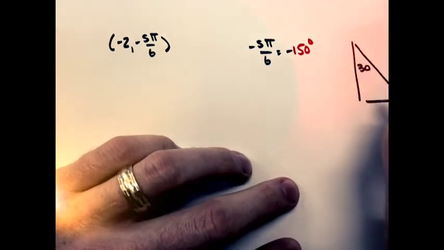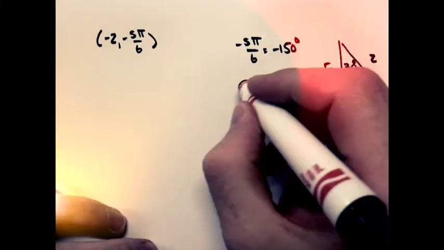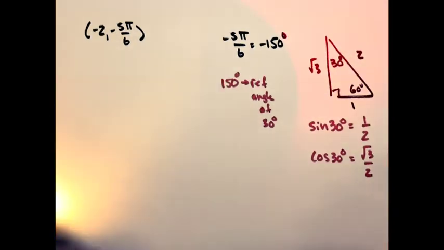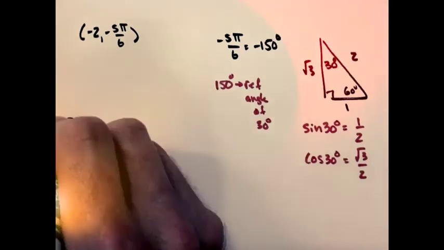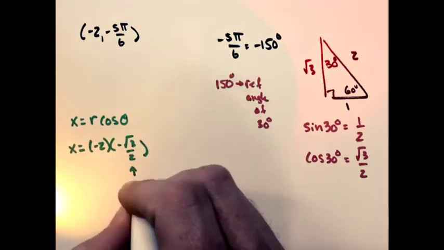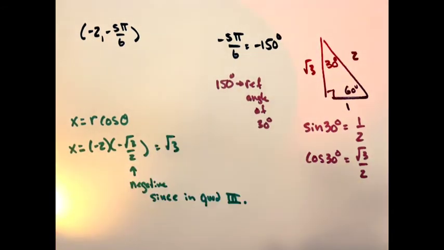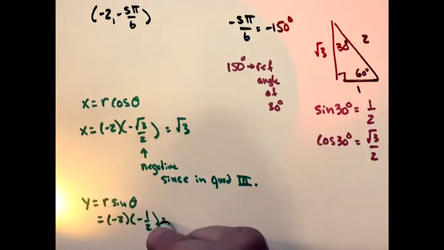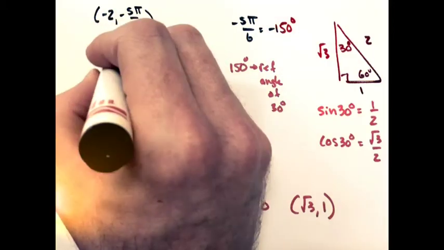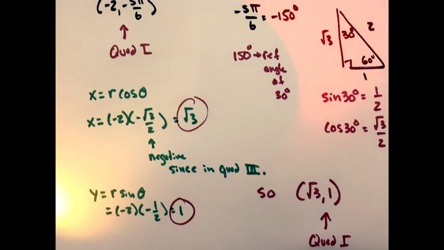Looking at an example, if I gave you (-2, -π/6), work out a little bit of the trig, and then we use our conversion. If I wanted to find my x, it'd be r cosine theta, which is -√3/2. So my x value is √3. If I wanted to find y, I do the same thing, which is 1, and there's my rectangular coordinate. It's in quadrant 1, so is our polar coordinate.